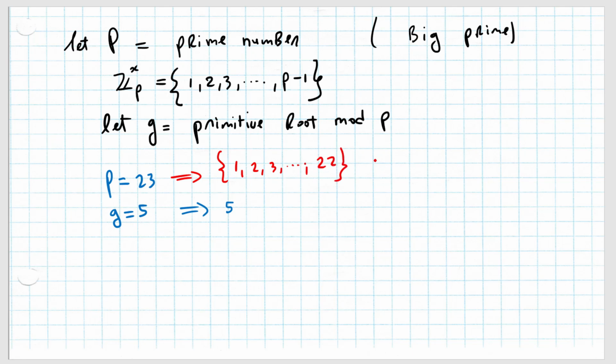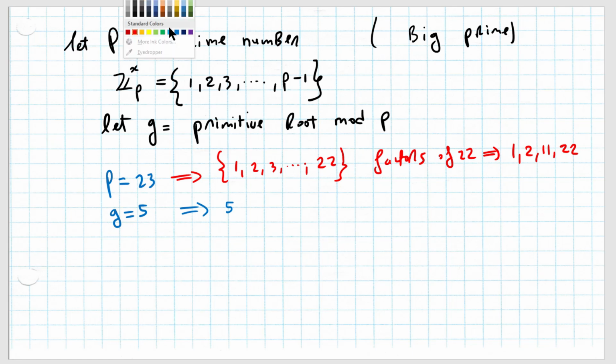And what are the factors of 22? So that would be 1, 2, 11, and 22. And you remember, because we have to take 5 to the power 1, 5 to the power 2, we have to try all of them. And last time you made a very interesting observation: if you want to find if it's a primitive root, why do you have to waste your time with all this? Why don't you just check this one, right?